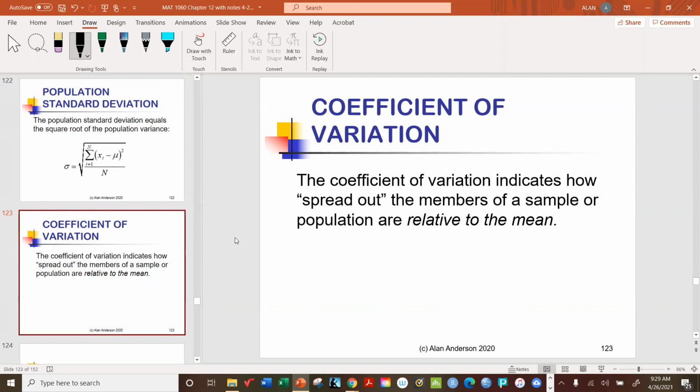And this tries to take into account two different measures. It's considering both the spread and the location or mean of a sample or a population. So sometimes it's known as a measure of relative dispersion because we want to see how spread out the numbers are relative to the size of the mean. So what does that even mean? You'll see in a second.